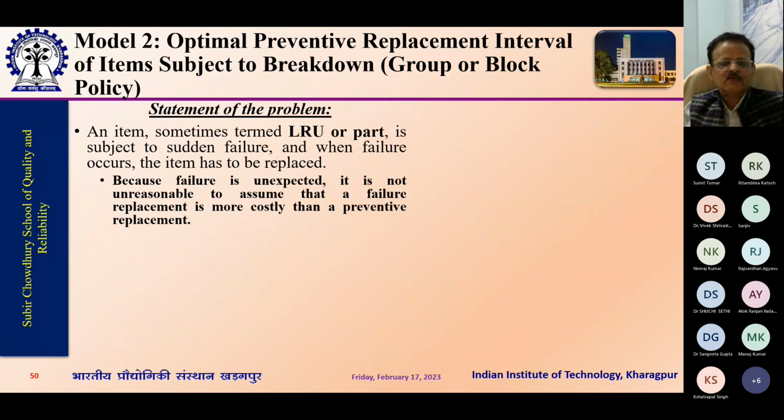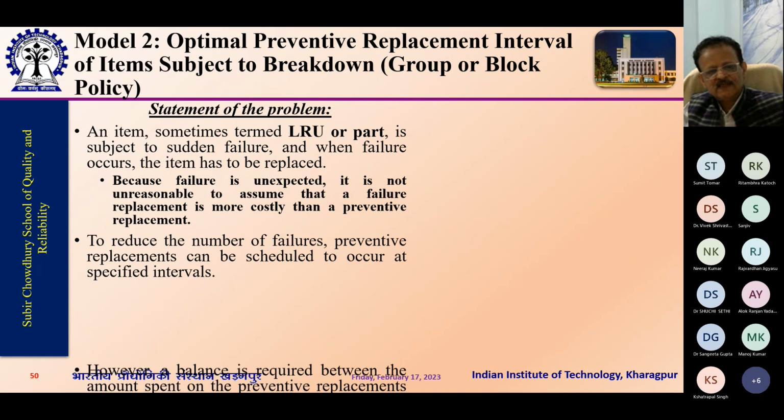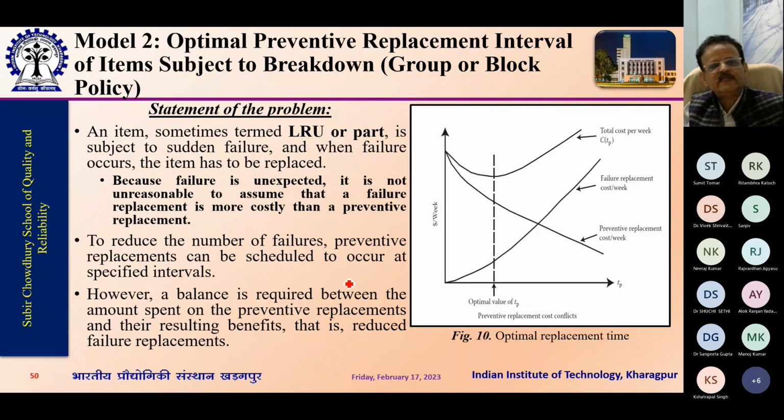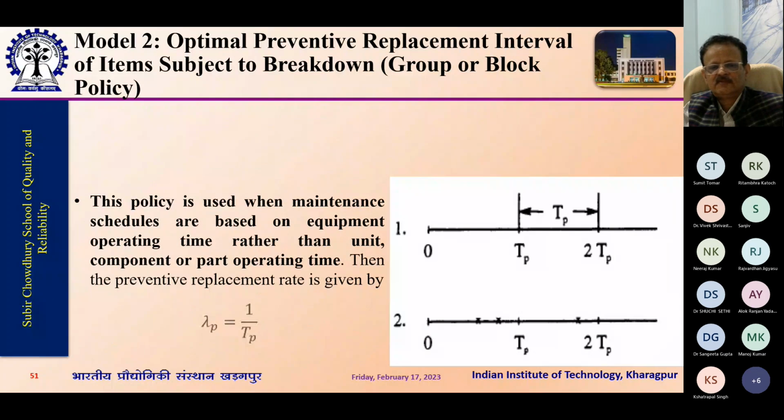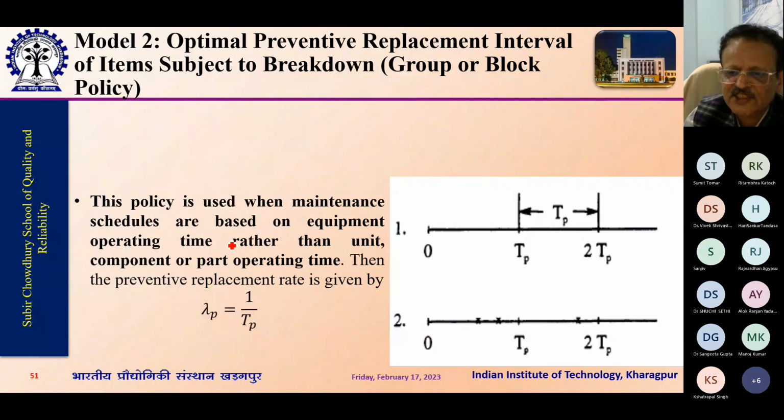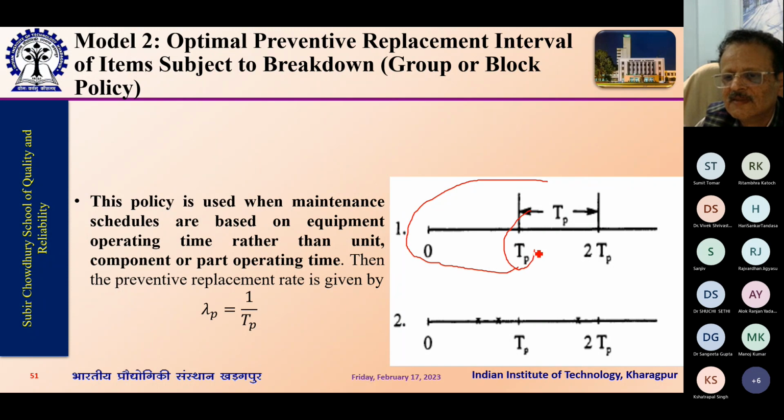Okay, so the earlier models which we were taking were based on the item's age, right? One can also take another model as in the figure. We are replacing the item at each TP hours. And this policy is based on equipment age, not the age of the item which is going to be replaced. Remember, this is the difference.